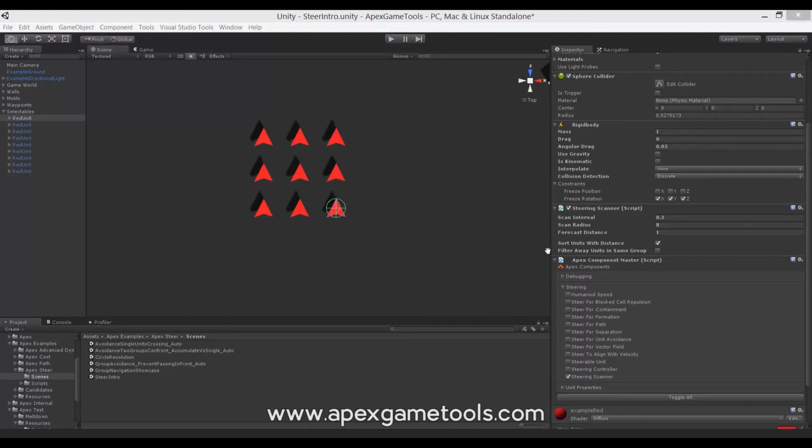And finally, we have filter away units in the same group. This is not an option you are likely to use. It will remove, well, obviously, other units that are in the same group as this unit. But since Steer for separation actually uses this scanner for separating from other units in its own group, if you're using separation, you would never want to tick that option. So that's it for this component.